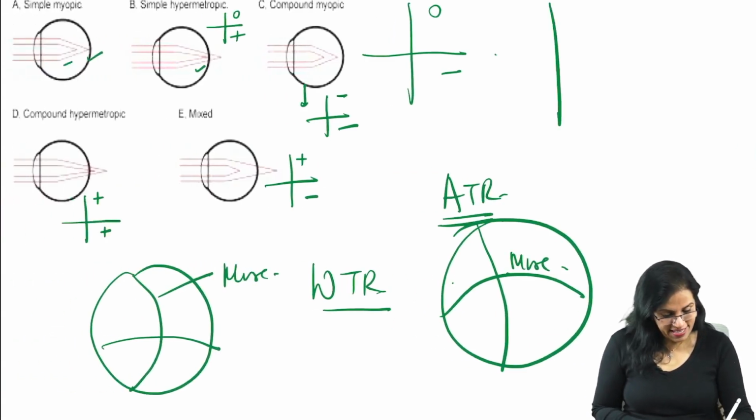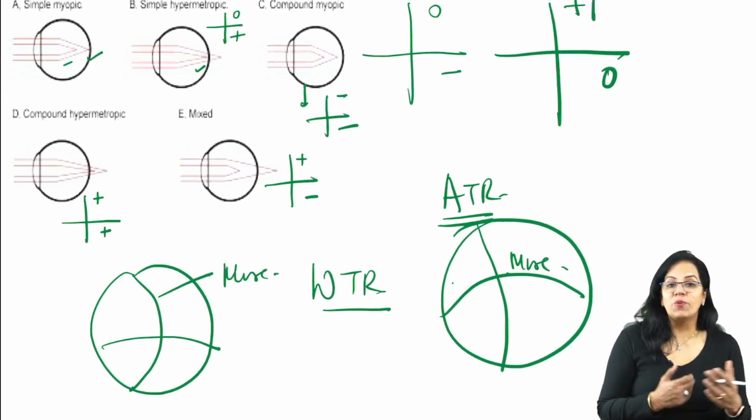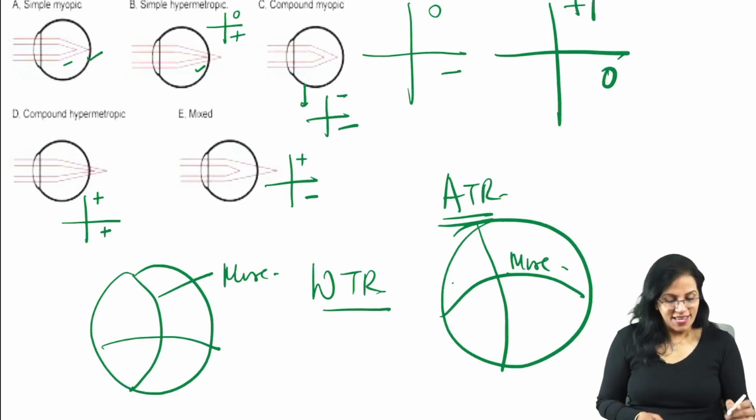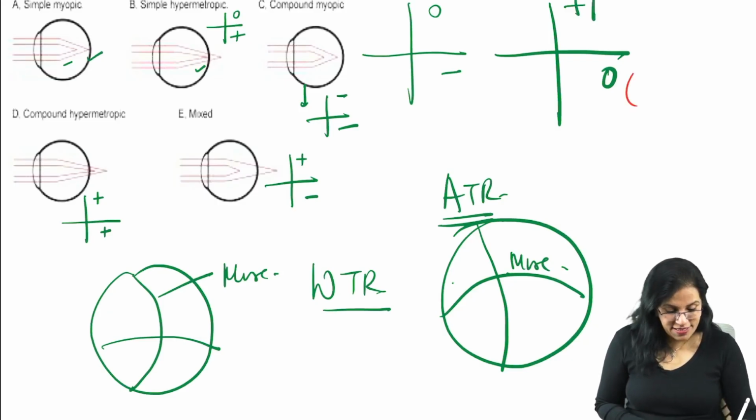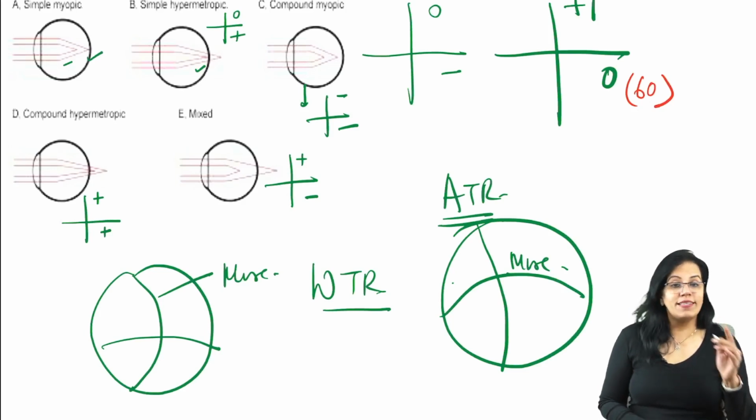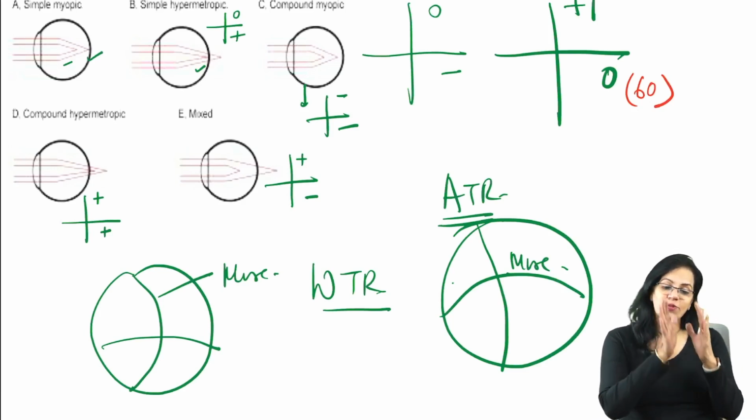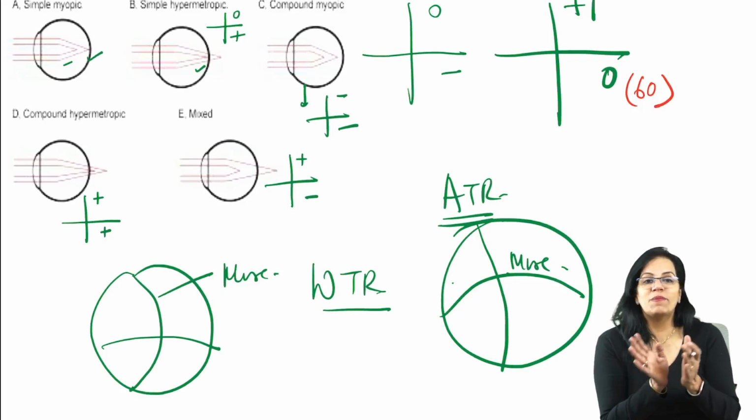Okay, very, very quick question here for you all. If I say this is 0 and this is plus 1, so where is power more? Sometimes you all get confused. So, please, 0 means emmetropic eye, what is its power? 60 diopters. +1 is hypermetropia. Plus and minus on a retinoscopy means plus is hypermetropia and minus is myopia.